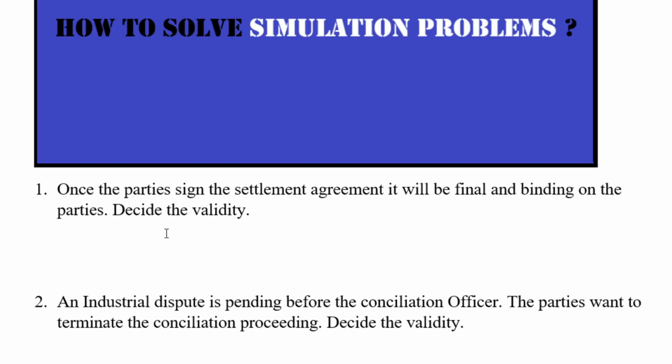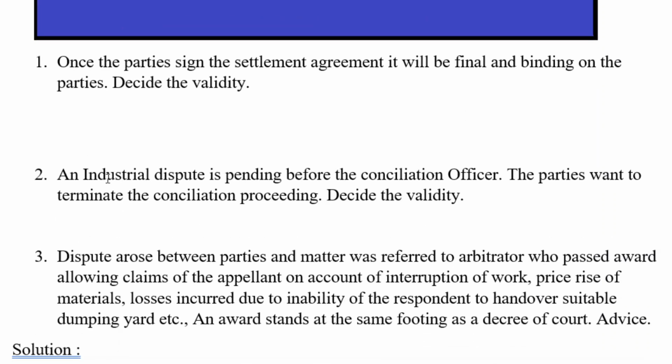So here there are so many problems given. This is with regard to the conciliation problem. Here one more problem has been given. An industrial dispute is pending before the conciliation officer. The parties want to terminate the conciliation proceedings. Decide the validity. This aspect also comes under conciliation.